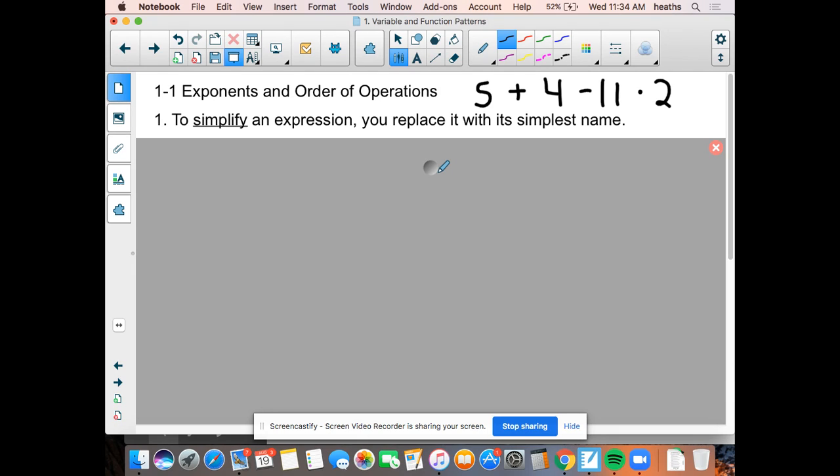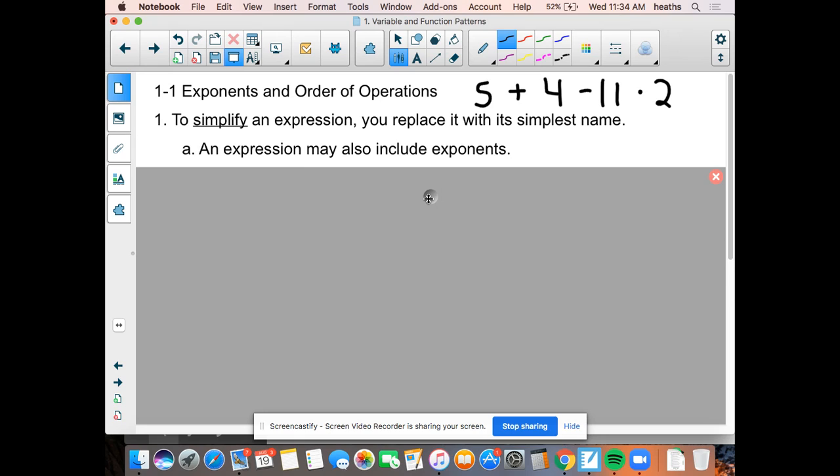Now, not every time when you simplify can you simplify down to one single number, but just to give you an idea, to simplify, we could take those 4 numbers and break them down into a single number in this case. So to simplify an expression, you replace it with its simplest name.